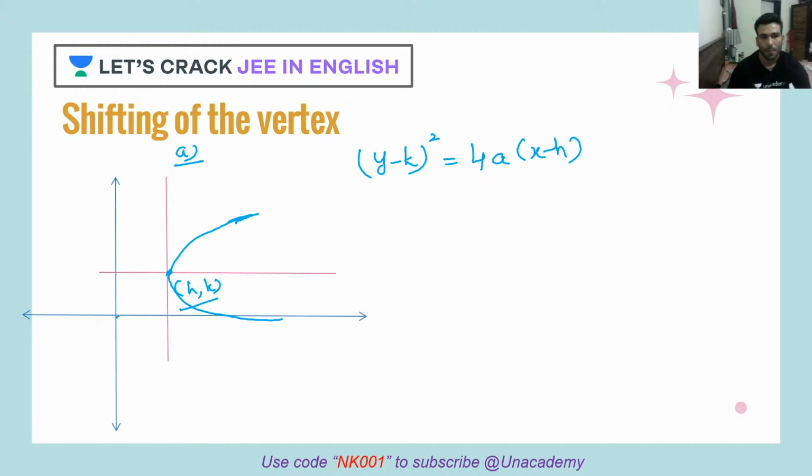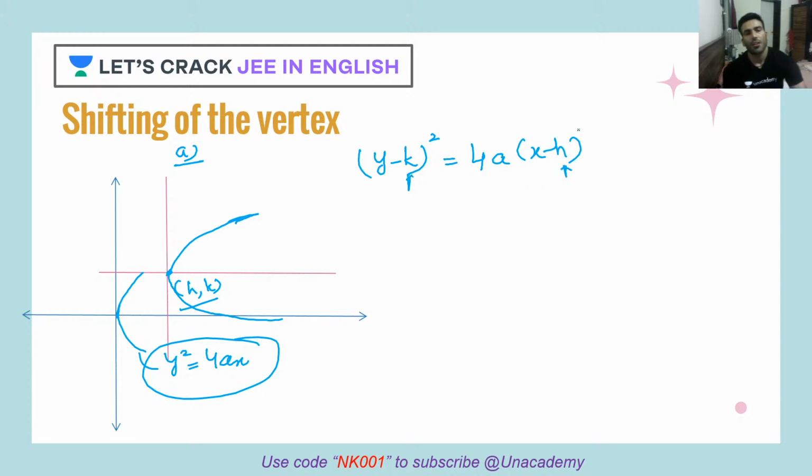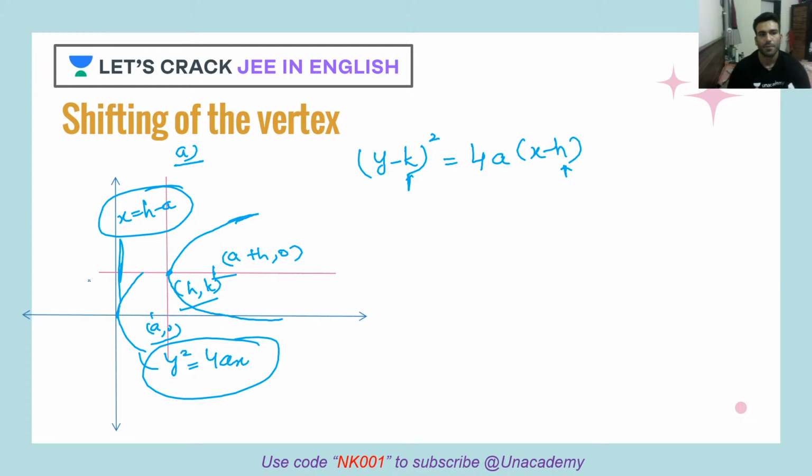I hope this is clear with you guys. Initially this was the original parabola, y square is equal to 4ax. When we shift, we just subtract h and k from the x and y coordinates. This you need to understand. Similarly, your focus was at a comma 0. Now the focus will be at a plus h comma k. And the directrix will be a distance a behind the vertex, so it will be at x is equal to h minus a. Clear? Vertex concept. Okay, let's move ahead then.